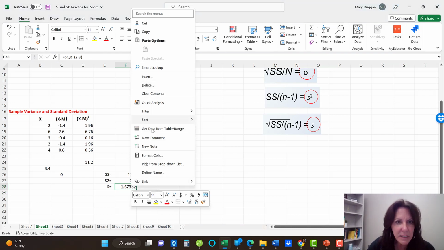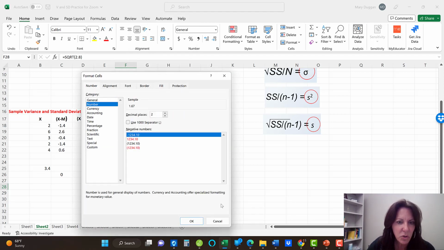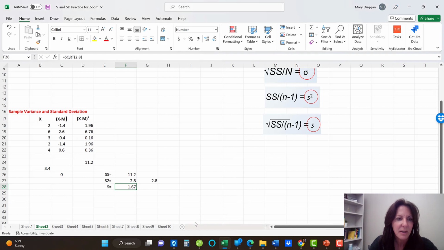So what that means is that on average, the scores in this distribution, these 5 scores, differ from the mean by 1.67 units. That's the average distance that these scores are from the mean. Couldn't find the average here. We had to square it and then unsquare it back down after we found variance.